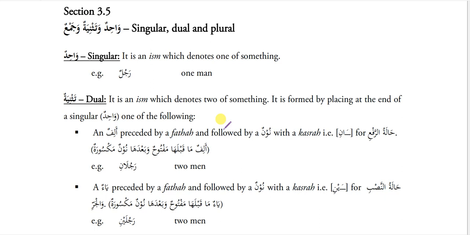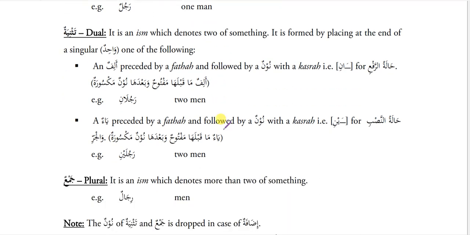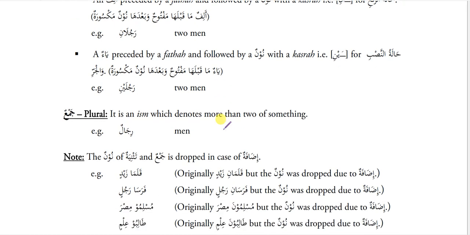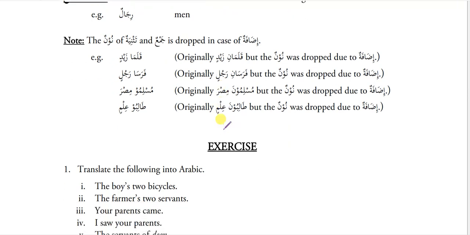Then we have section 3.5, wahid, tasniya and jama, singular, dual and plural. Wahid, singular, is an ism which denotes one of something like rajulun, one man. Tasniya is an ism which denotes two of something. It is formed by placing at the end of the singular wahid an alif preceded by fatha and followed by a noon with a kasra, that is alif noon, in halat rafi, and in halat nasbi and jarri the ya noon, that is rajulani and rajulaini. Jama is an ism which denotes more than two of something like rijalun, more men. The noon of tasniya and jama is dropped in izafat. I already explained that the noon of tasniya and jama muzakkar salim is removed when it becomes muzaf.